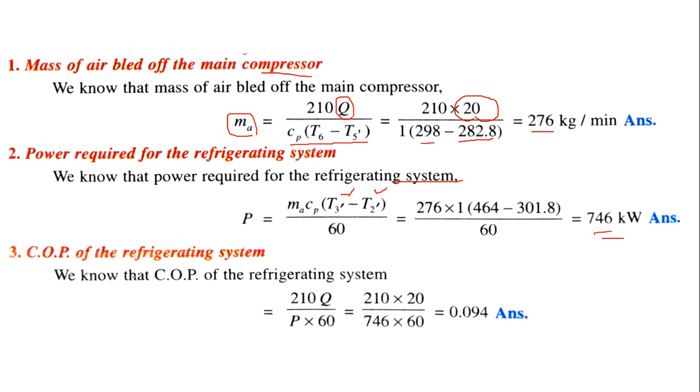So all the values are here, I substitute all the values, and I obtained the value as 746 kilojoules per minute. Then we can find the COP of the refrigeration system, which is equal to 210 into the tons of refrigeration divided by the power required. The entire thing is in kilojoules per minute, so I have to convert it into kilojoules per second. For that I use the value 60 here. I convert kilojoules per minute into kilojoules per second, and the power is obtained in kilojoules per second. So the COP of the system is obtained as 0.094. Okay, thank you.